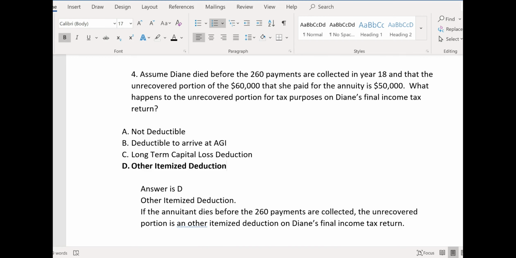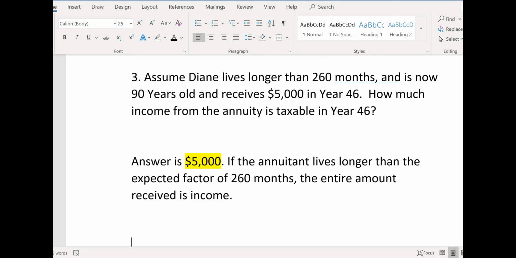So annuities are all based on that estimated monthly life that's expected at the time of payout, which they're going to give you on the exam. In this case, it's 260 months. And if she dies before the 260 payments are collected, then there's an unrecovered portion. And that unrecovered portion is an other itemized deduction. And that's the opposite of the situation where she lives longer than the 260-month estimate and is 90 years old now and is still collecting every year. Once you outlive the monthly estimate, then it's all considered taxable income after that.